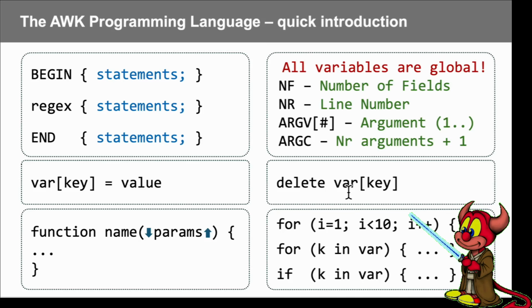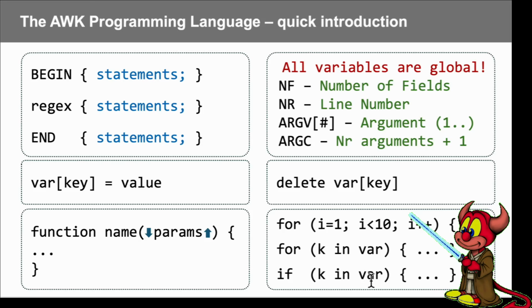How can you iterate? You can write a for loop like this. For example, for i equals 1, i less than 10, i plus plus, and inside the brackets you put the statements. This is very reminiscent of the C and C++ programming languages. If you have a dictionary, you can also say for k in var, and you write the statements inside the brackets. And if you want to test if the key is inside the var, then you say key in var. So it means the dictionary has the key inside.